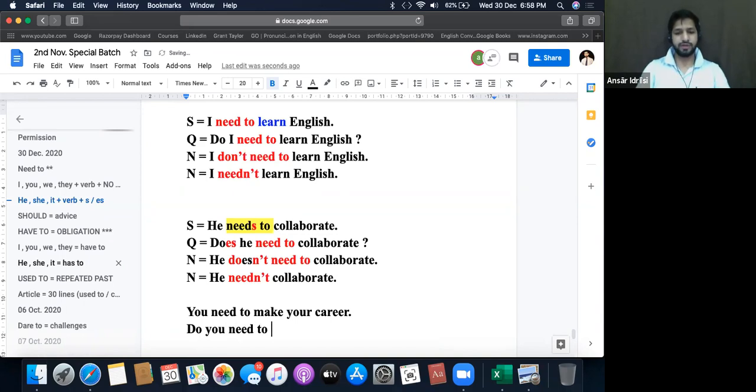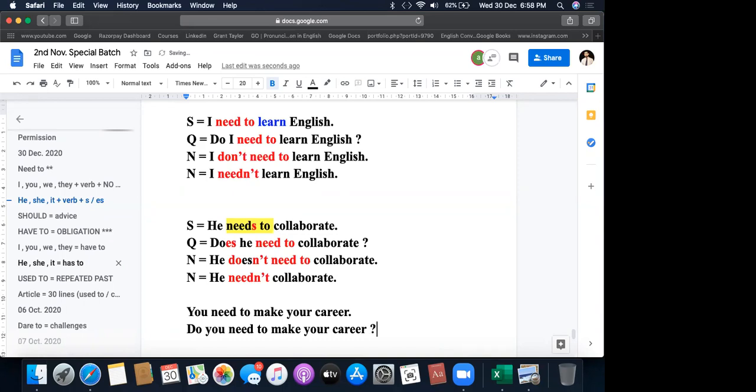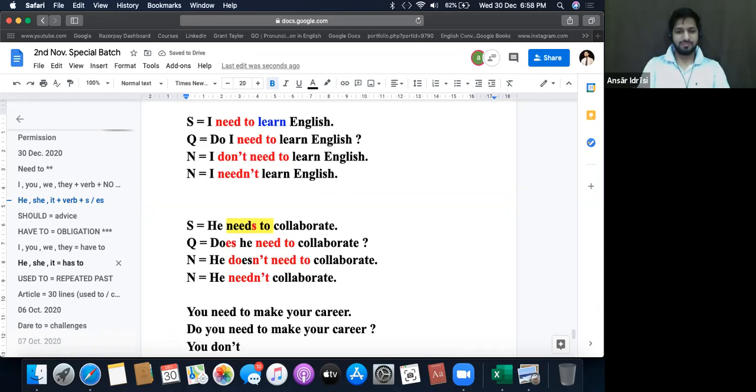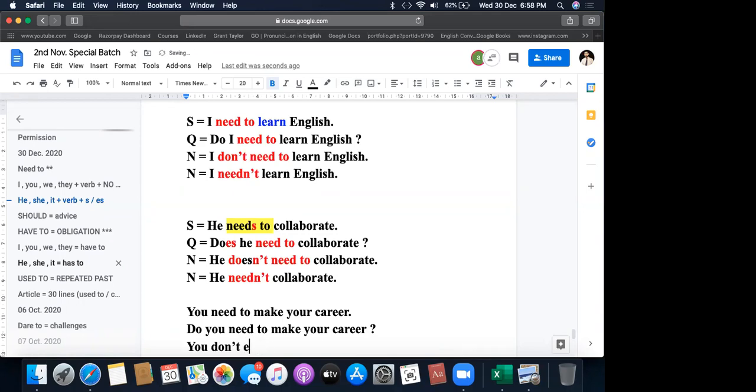You don't need to make your career. You need to go to school. Do you need to go to school? You don't need to go to school. They need to win the match. Don't they need to win the match? They don't need to win the match.